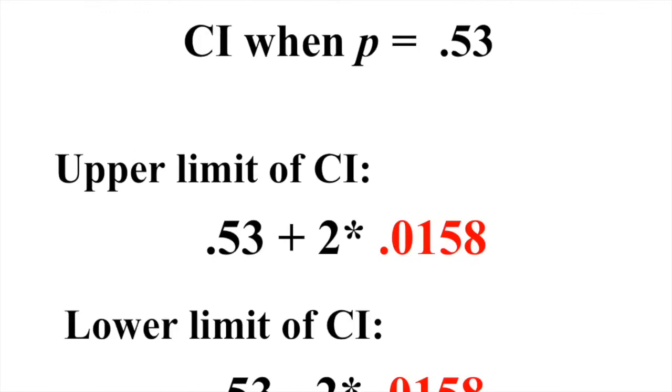So now we can use standard error in the formulas for our confidence intervals. And when we do the math, we get the upper and lower limits: a lower limit of 0.498 and an upper limit of 0.562.